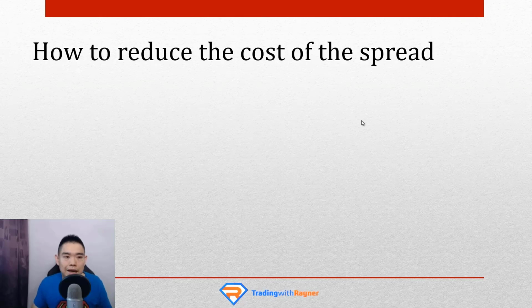So now the question is, how can you reduce the cost of the spread? One thing to point out is that it's near impossible to tell your broker to give you a tight spread, because it's pretty much fixed and there's nothing you can do about it. But what you can do on your end is this.